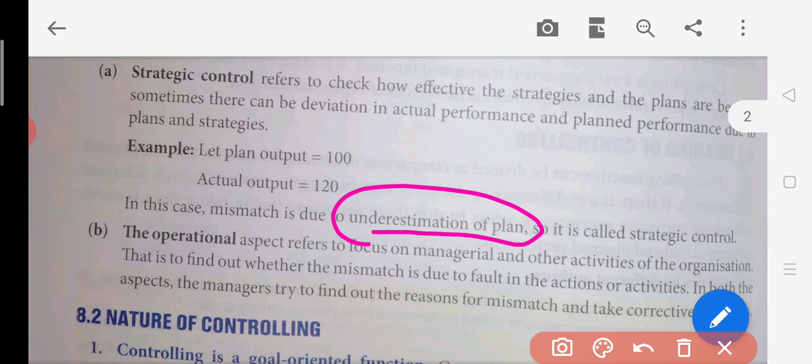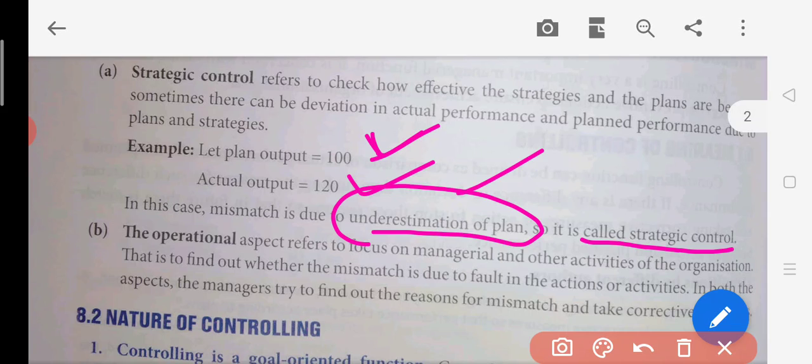You underestimated the planning and you planned only for 100, whereas instead you could have gone for setting a plan of 120 units. So that means this is under planned. So it is called a strategic control. So it needs to be checked. Afterward, what will the company do?